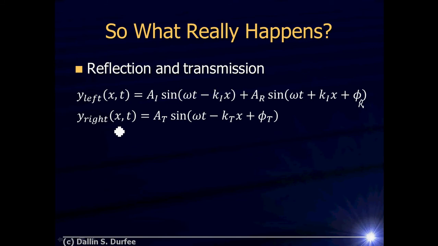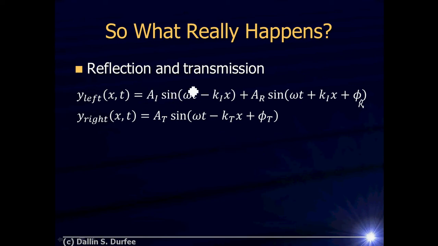On the right-hand side, I'm going to have a transmitted wave. I don't know what its amplitude is. I don't know what its phase shift is. It's traveling to the right. So I'm going to take these two equations, and I have some unknowns, the amplitudes and phases of the reflected and transmitted waves. And I'm going to use those boundary conditions to see if I can figure out what those constants need to be in terms of my given constants.